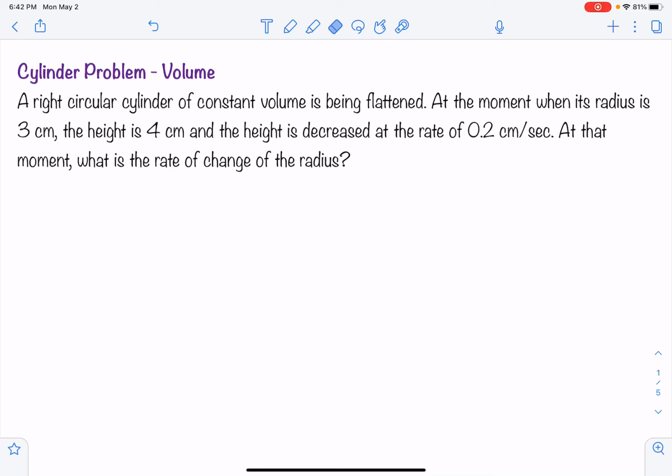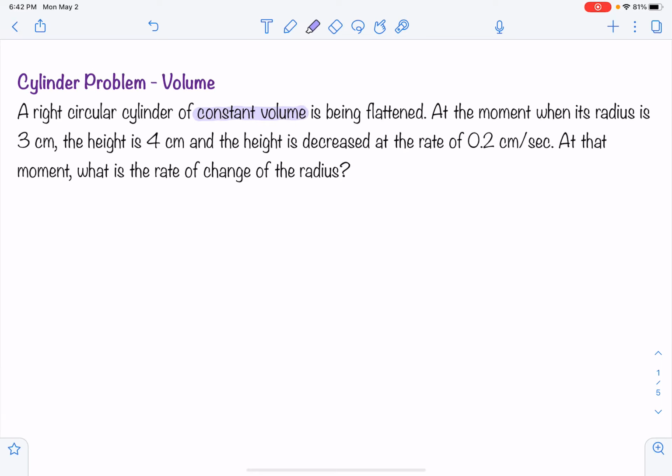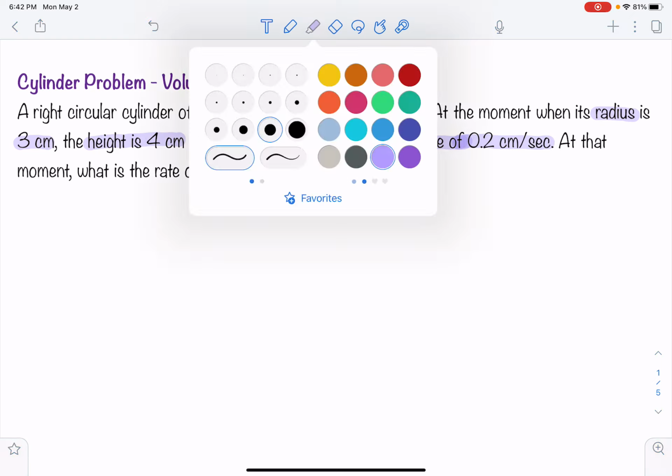All right, let's look at some related rates problems. Let's look first at this cylinder problem. A right circular cylinder of a constant volume is being flattened. At the moment when its radius is 3 centimeters, the height is 4 centimeters, and the height is decreasing at a rate of 0.2 centimeters per second. At that moment, what is the rate of change?